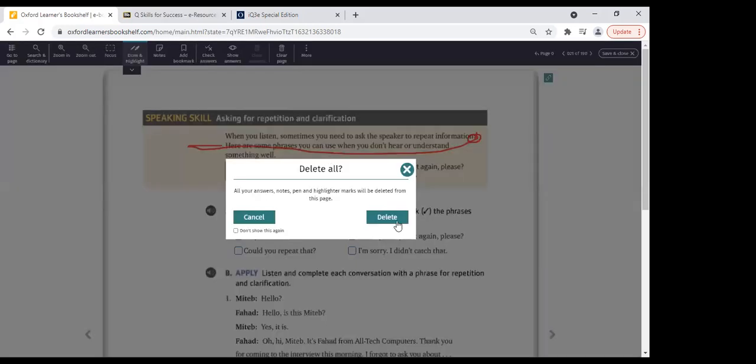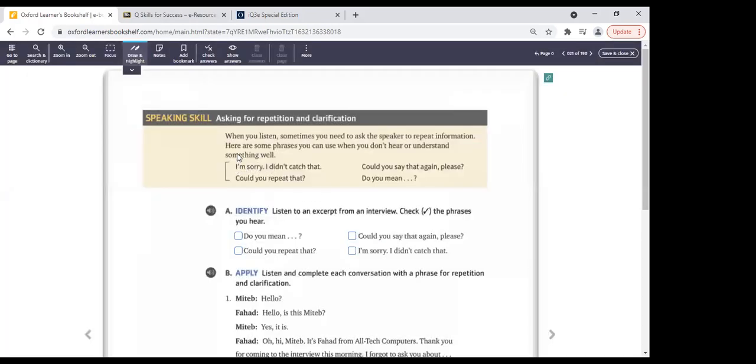Okay, thank you, Muhammad. So if someone says something, and you don't understand or you didn't hear what they said, you can ask them to repeat. There are many ways you can say it, but these are some of them. A polite, nice way to ask them to say it again: you can say, "I'm sorry, I didn't catch that," or "Could you repeat that? Could you say that again, please?" Or if they said something, you can say, "Do you mean such and such?"